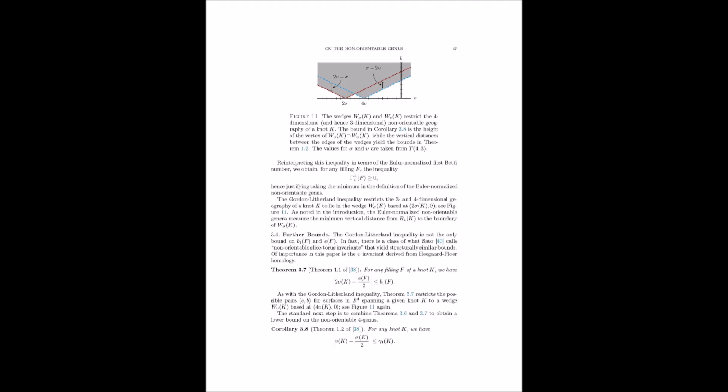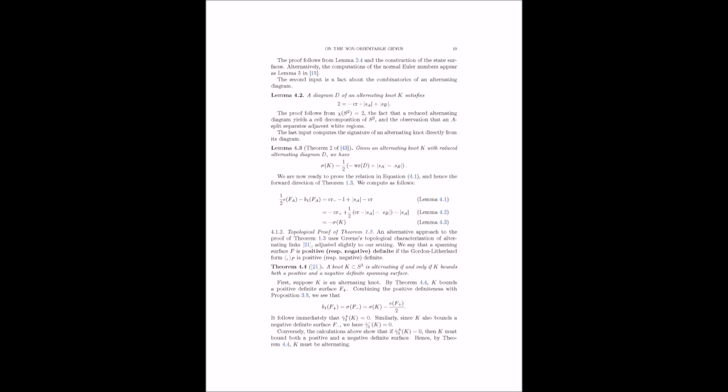Okay, final sentence of the abstract. Further, we make connections to essential surfaces in knot complements and the slope conjecture. Okay, essential surfaces. These are surfaces that sit in the empty space around the knot and can't be compressed or simplified any further.